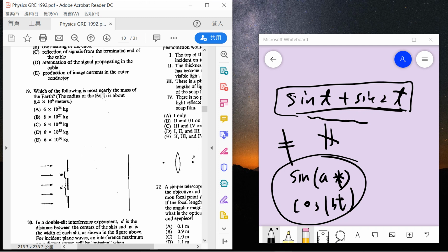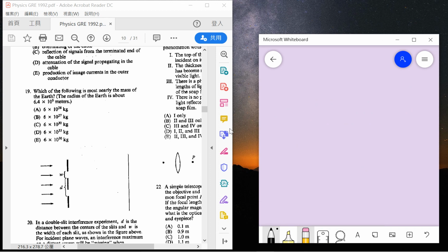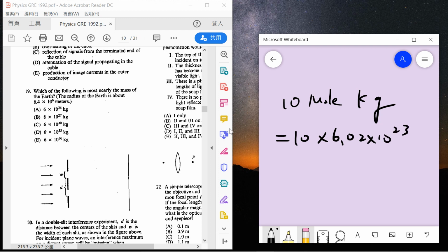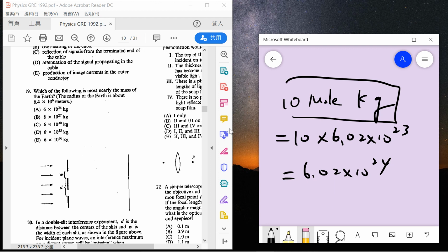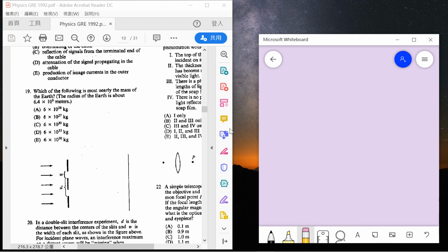Okay, 19: which is most likely the mass of Earth? When I saw this question in the test, I remembered the answer is 10 to the 24 kilograms. If you remember this, the mass of the Earth is 10 to the 24 kilograms, then you can get the answer. But unfortunately, I guess many of you do not know.